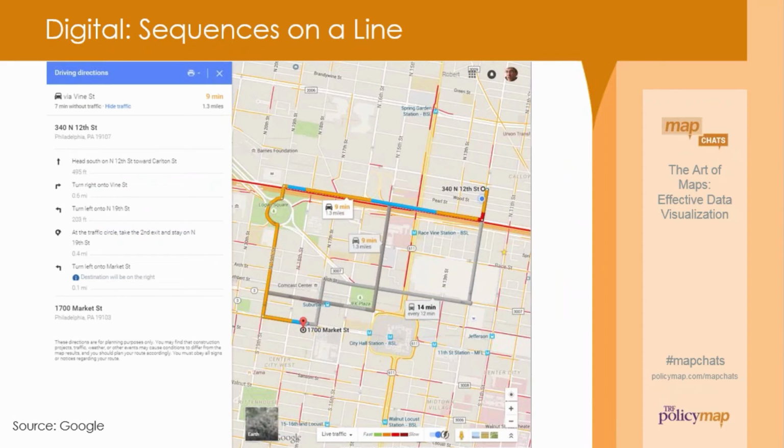And we're also obviously very familiar today with something that was relatively rare 20 years ago, a route on a map with a sequence of directions along the way. These are the driving directions to go from Azavea's office to the Reinvestment Fund and the PolicyMap team.